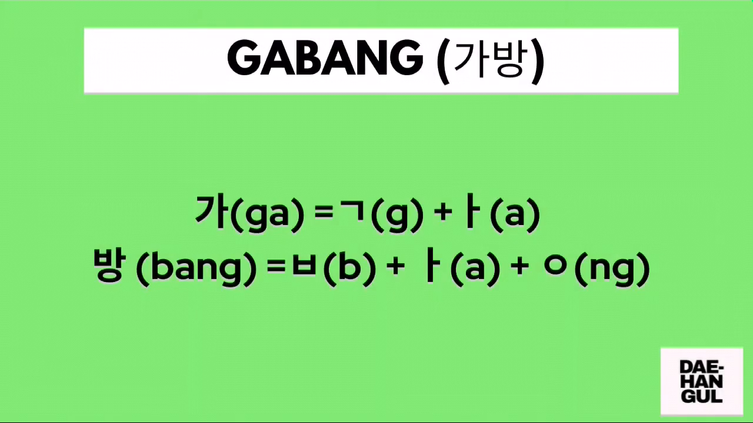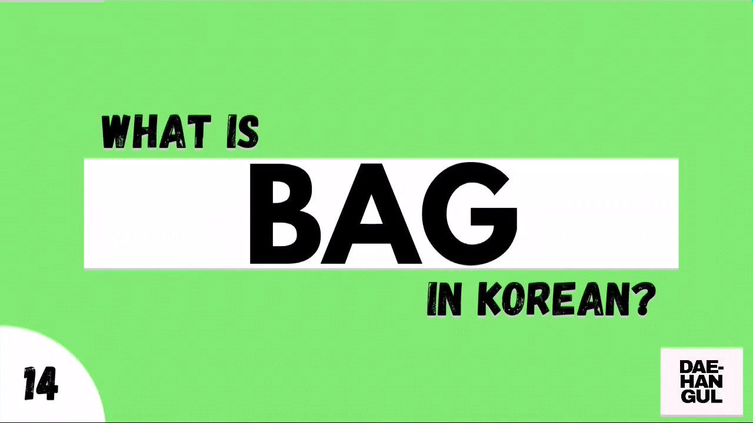How do we write gabang in Hangul? Let's start with the first syllable, ga. First, we need to draw a giyeok or the g character, followed by the a character. Then, for the second syllable, bang, we need to draw first a biup or the b or p character in Korean, followed by the a character, followed by the iyang character. Then, we just need to combine to form the Hangul of gabang. And now, you already know what is bag in Korean.